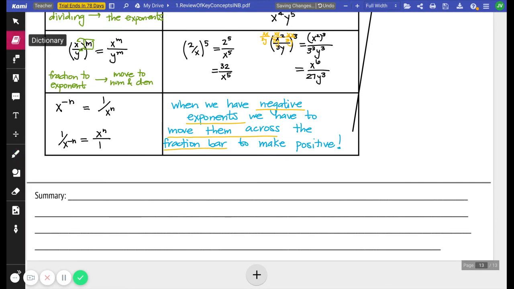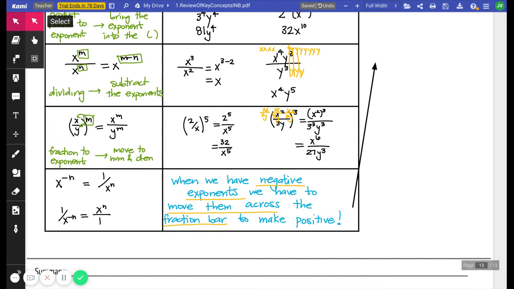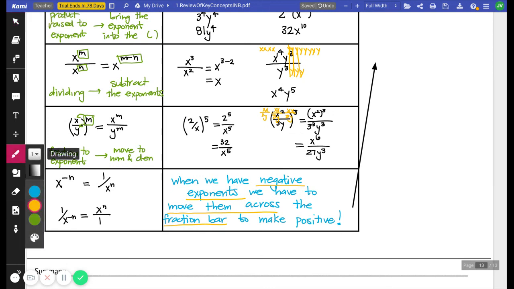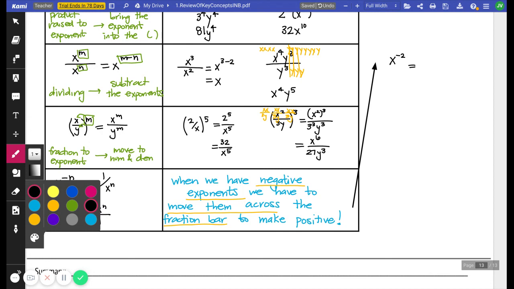So let's run through an example real quick. I got some extra space up here. Follow that arrow to get to some extra space for yourself. I'm just going to start with a simple one. X to the negative 2. Here's what I'm going to do first. I'm going to draw a fraction bar. X to the negative 2 is not currently in a denominator, but I am going to put it into the denominator. It's basically over 1 right now, and I'm going to bring it down. Now I've got 1 over x squared. Okay?